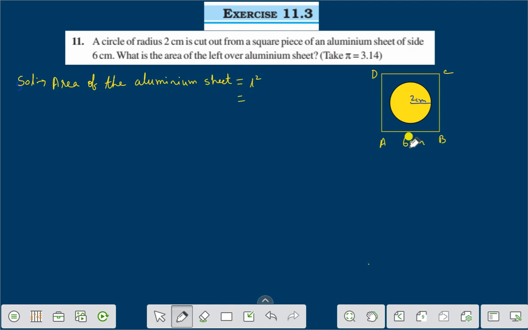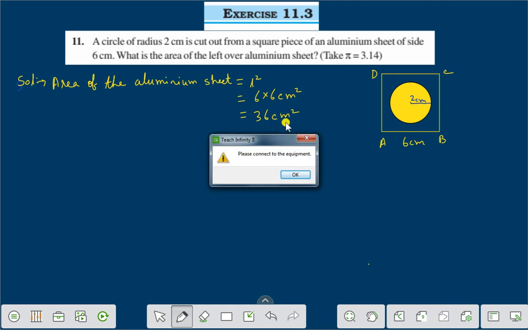What is L given? L is given as 6, that is 6 into 6 centimeter square. 6 into 6 comes to 36 centimeter square. Now we have to find the area of the circle.